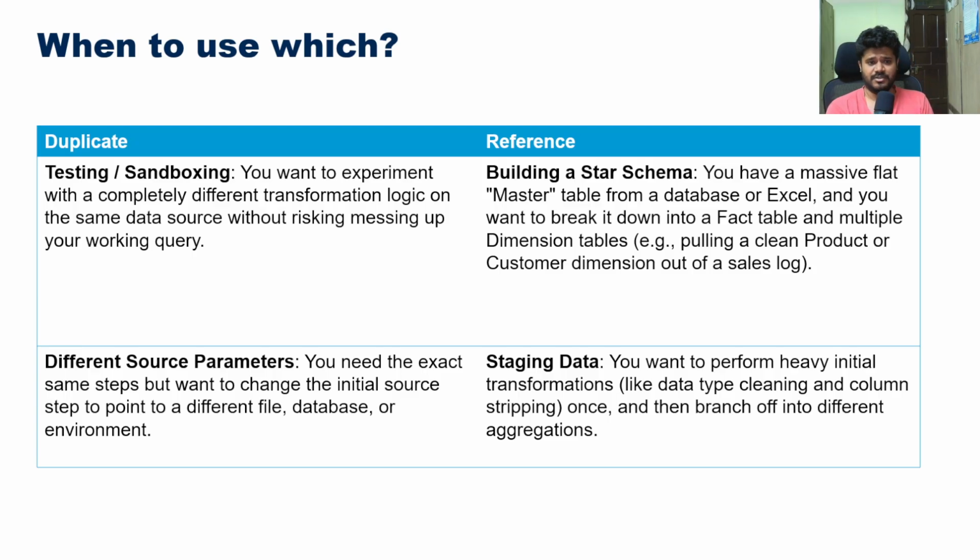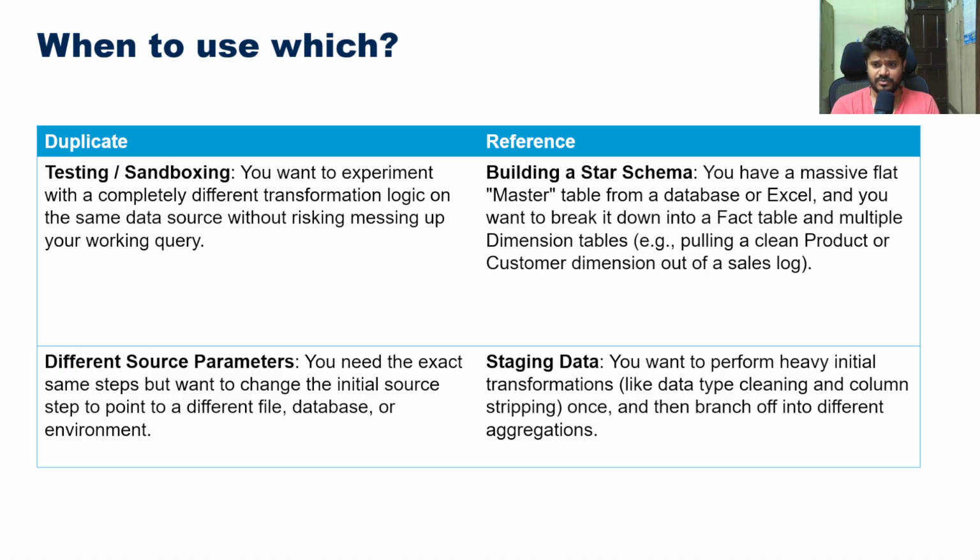So when to use which? Duplicate should be used when you are testing or sandboxing. You want to experiment with a completely different kind of transformation logic on the same dataset without risking or messing up your working query. That is where you use the duplicate option. Also, when you have a different source parameter and you need the exact same steps but want to change the initial source to a different file, database, or environment, that is where you use duplicate. You keep all of these steps but change the source. That is where duplicate is the best option.